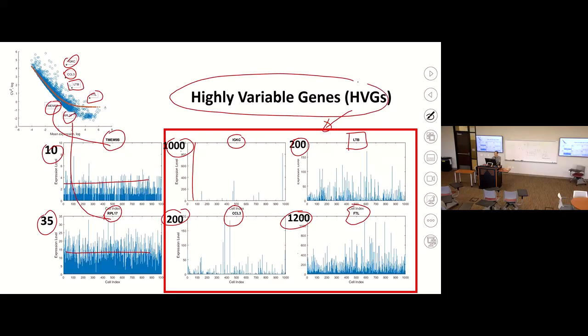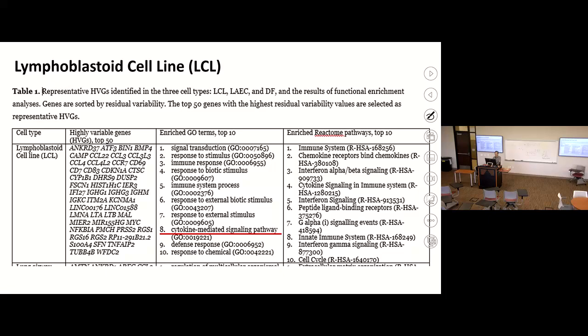So our question is why. What genes are these, in different tissues and different cell types? We found highly variable genes, and those are examples in the lymphoblastoid cell lines. Overall we found immune system related, cytokine-mediated signaling pathways enriched. So this is our impression for lymphoblastoid cell lines: those highly variable genes are related to immunity and the defense response.